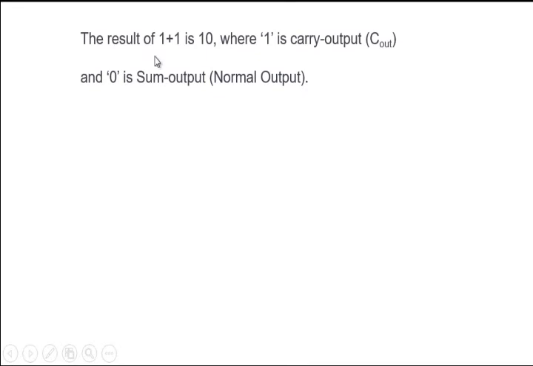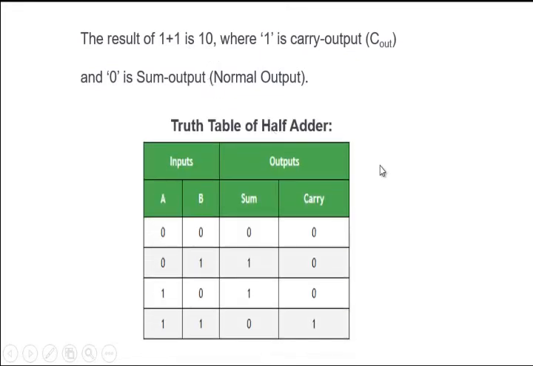Now here 1 plus 1 is 10, where the 1 is the carry and the 0 is called the sum output. So our truth table for the half adder becomes: there are two inputs A and B and outputs sum and carry. 0 plus 0 is 0 sum and no carry, so 0. Then 0 plus 1 is 1 sum, no carry, so 0. 1 plus 0, the same way, 1 and 0. 1 plus 1 means 0 is the sum and 1 is the carry.